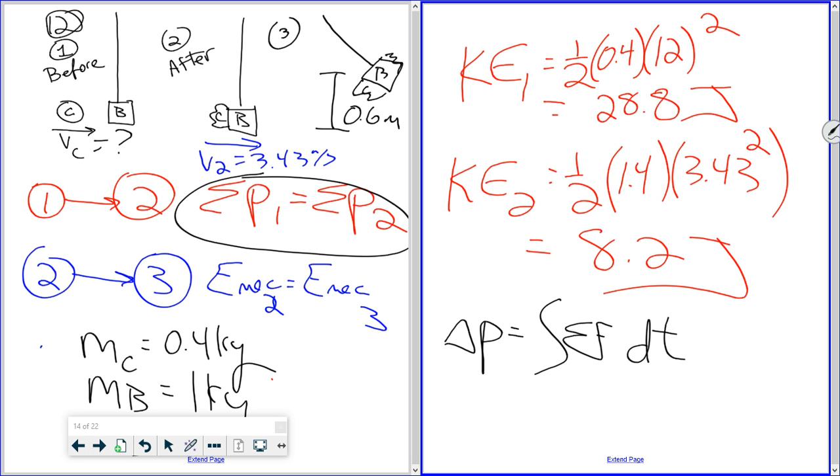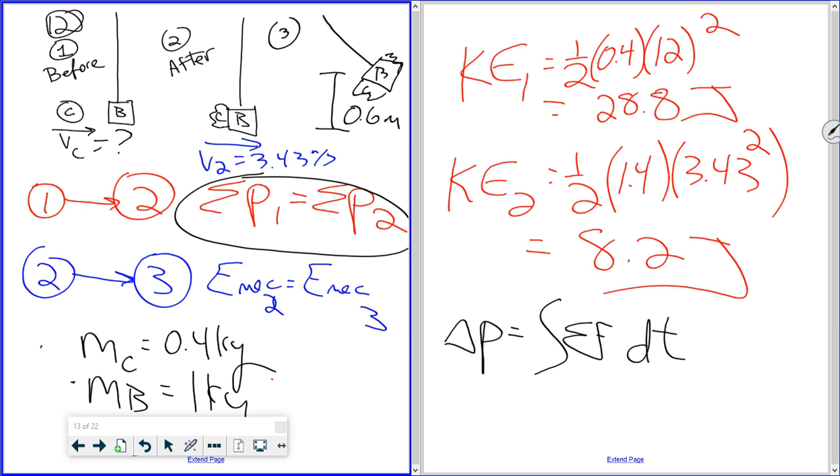What's the definition of impulse? Mass times velocity is momentum. The definition of impulse is change in momentum, right? So mass times change in velocity. Aren't both things going from 3.43 to 0? They both have the same change in velocity, but not the same mass, right? So the one with the bigger mass is going to have the bigger change in momentum. Because the block is a mass of 1 kilogram and the clay is only 0.4.